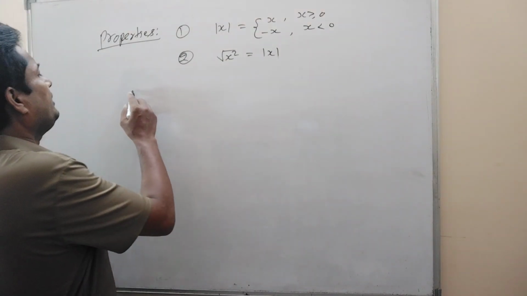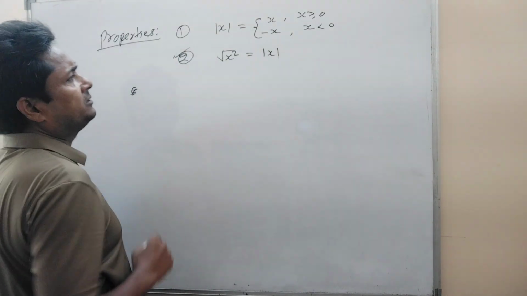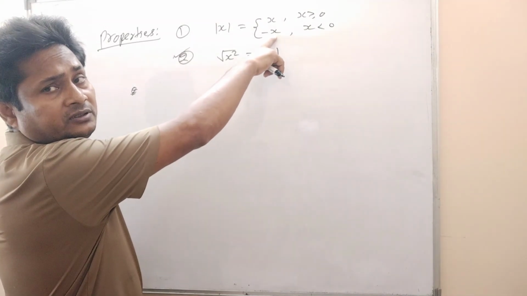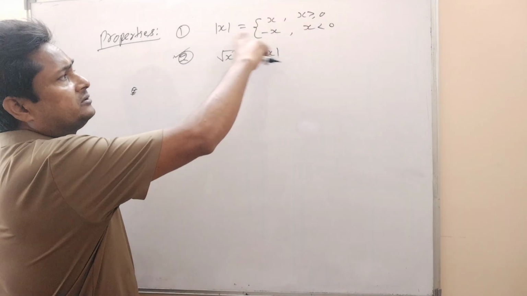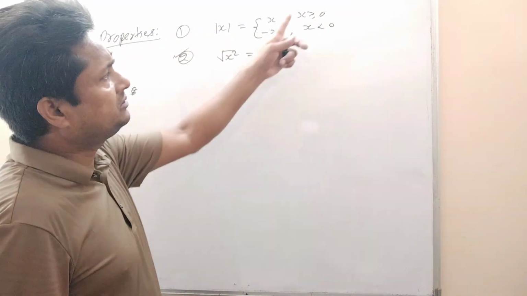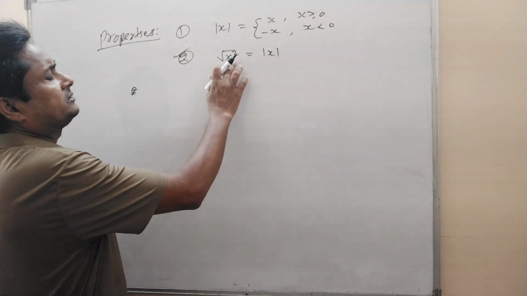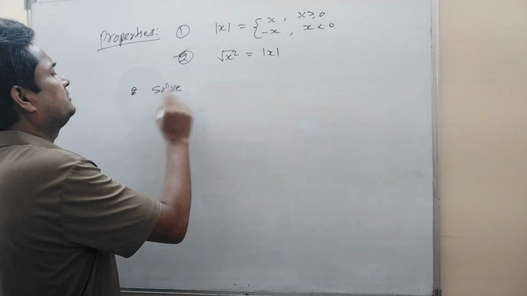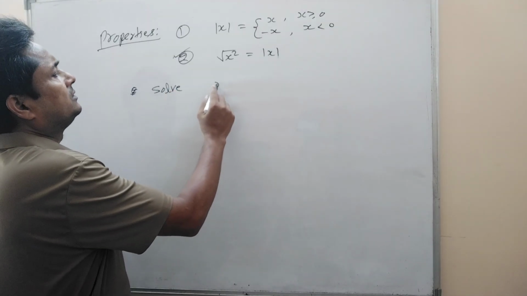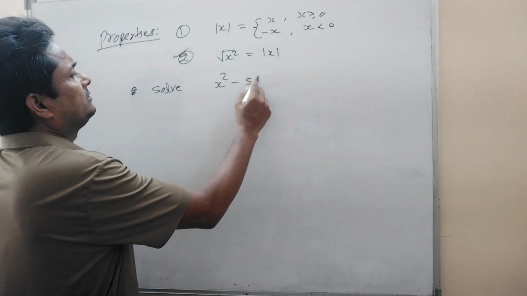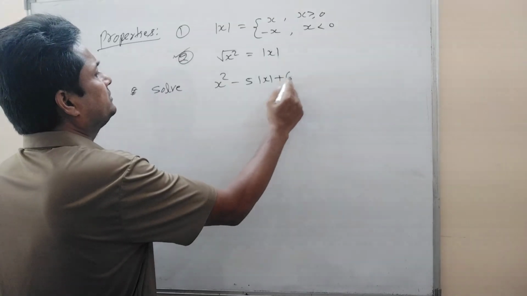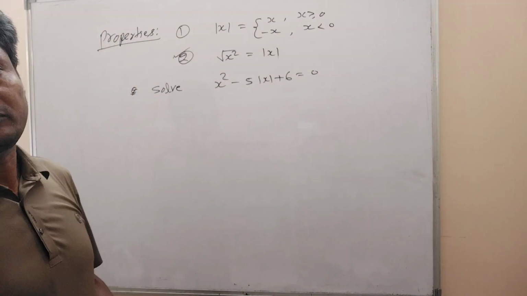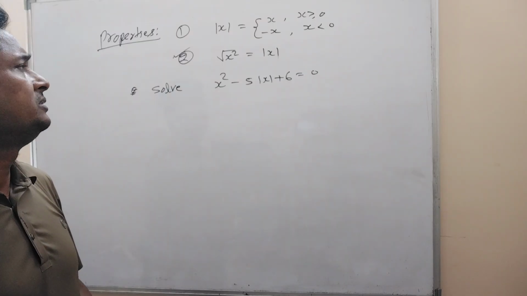So, let's solve a question on this property. I told you basic questions on the first property. I will tell some more good level questions based on the first property. First, let's solve this one. If I tell you, solve x square minus 5x plus 6 is equal to 0, then how will you solve this question?